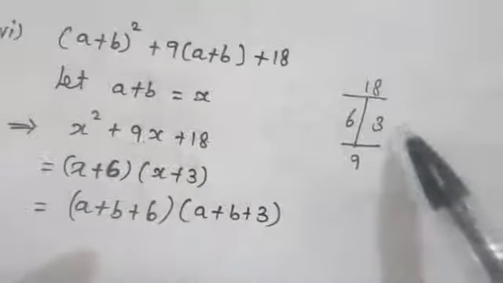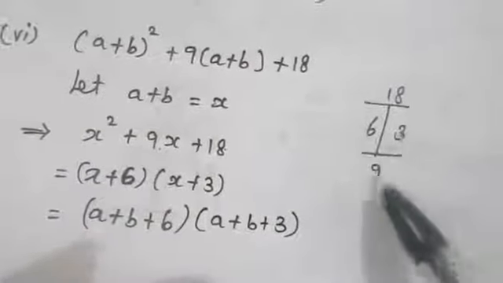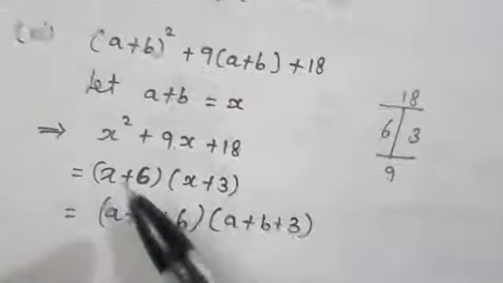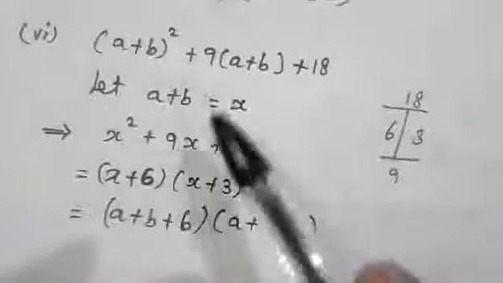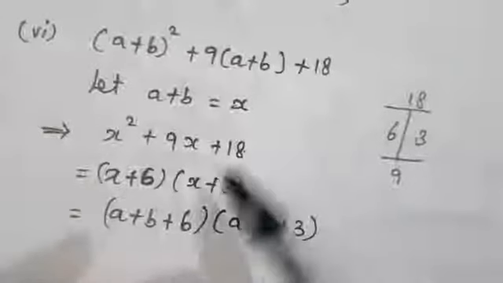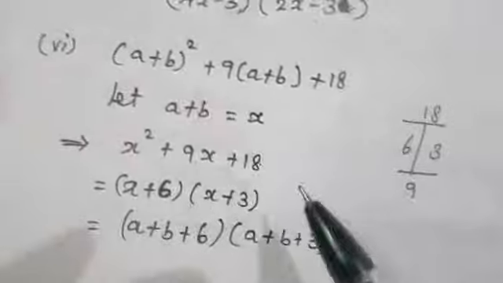So just the product value, the adding value. So it is 6 threes are 18. These two satisfy addition also. So x plus 6 into x plus 3. So x, what you assumed in the beginning, a plus b. So instead of x you have to write a plus b plus 6, a plus b plus 3. So this is the answer.